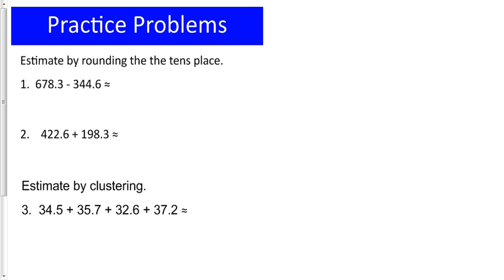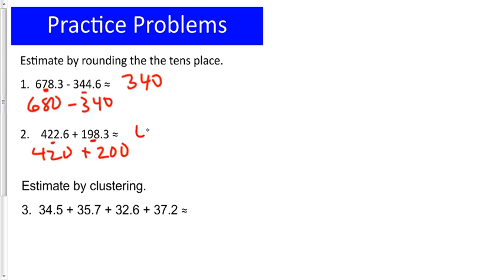All right, let's practice these on your own and then hit play and we can go through them. So if I want to round this to the tens place, this becomes 680. This one becomes 340. 680 minus 340 is going to give me 340. Here, 422 is going to round to 420. 198, that's going to actually round to 200. I'm going to add these two together, so I'm going to get 620.